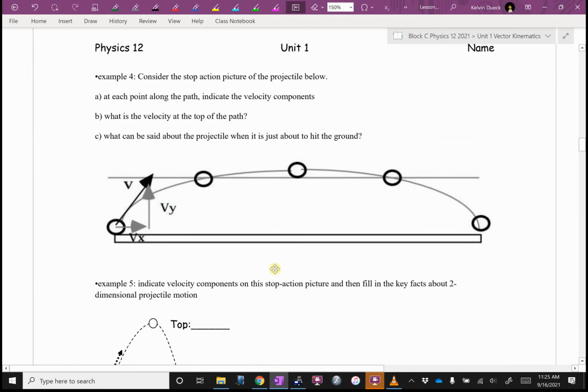So, example 4 says, consider the stop action picture of the projectile below. Along each path, indicate the velocity components. So it's launched at an angle. Here's my two components. Horizontally, Vx looks like that. You know what Vx is going to be right here? The same. There's Vx. Draw it the same length as Vx down here. Eyeball it. You know what Vx is going to be right there? The same. There's Vx.